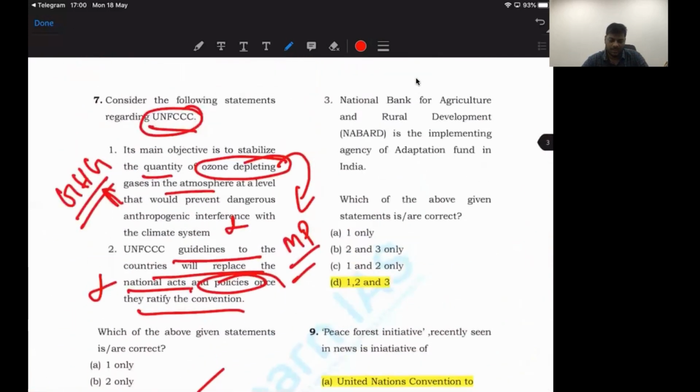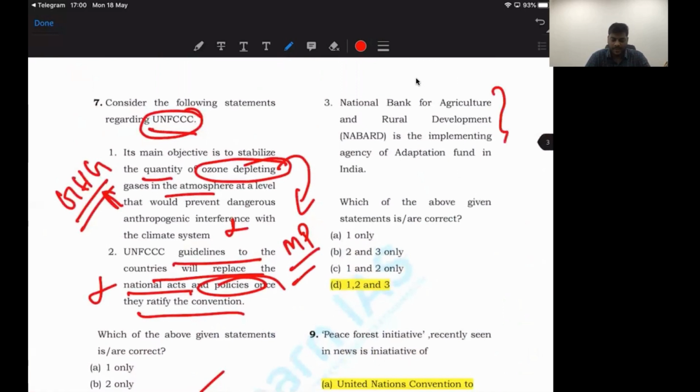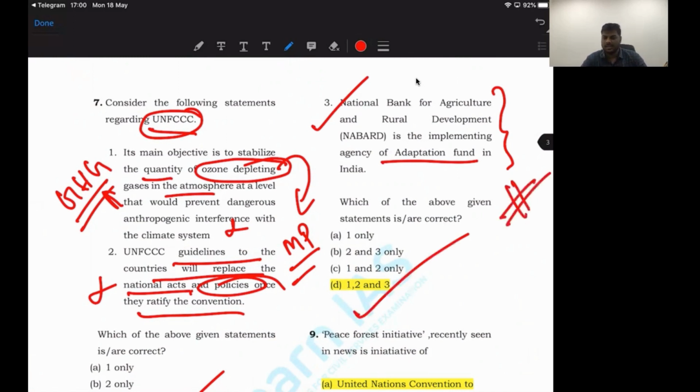And going with the third one, the National Bank for Agriculture and Rural Development, which is NABARD, is the implementing agency of the Adaptation Fund in India. NABARD is the implementing agency of the Adaptation Fund in India, which is again a very fundamental one. In fact, we had practiced this particular topic in our previous year exam, previous sections paper. So all three statements are correct. This is a very important question which can be asked.